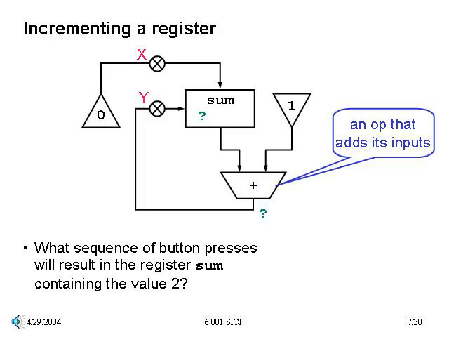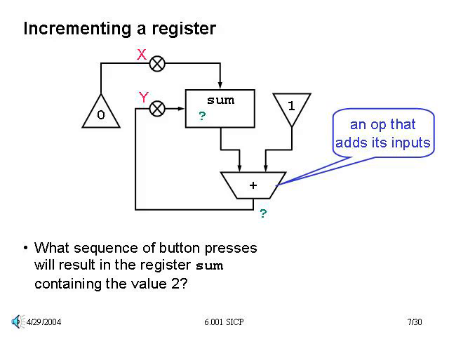Let's start with a simple little example of how opening up these buttons on the wires moves information around inside of a little register machine. And in particular, let's look at how we could go about incrementing a register. So here's a little data path. I've got a single operation, add, that takes in 2 inputs and just adds their results out. And I'd like to know what sequence of button presses will result in the register sum containing the value 2.